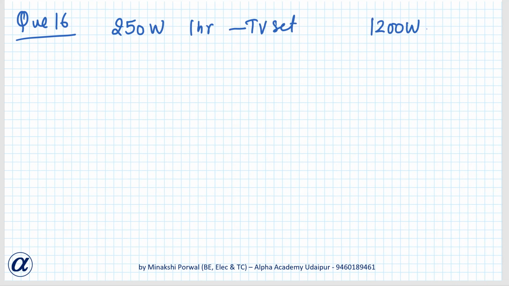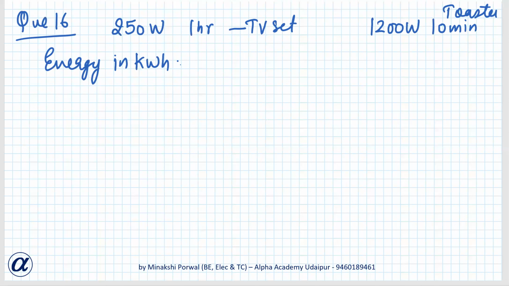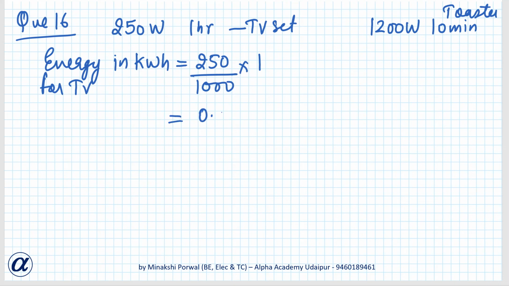Question number 16. Which uses more energy: a 250 watt TV set for 1 hour, or a 1200 watt toaster for 10 minutes? Which of them uses more energy? We can find energy in kilowatt hours. Here 250 watt, when converted to kilowatt for the TV, will be 250 divided by 1000, and 1 hour. So this is equal to 0.25 kilowatt hour or 0.25 unit.